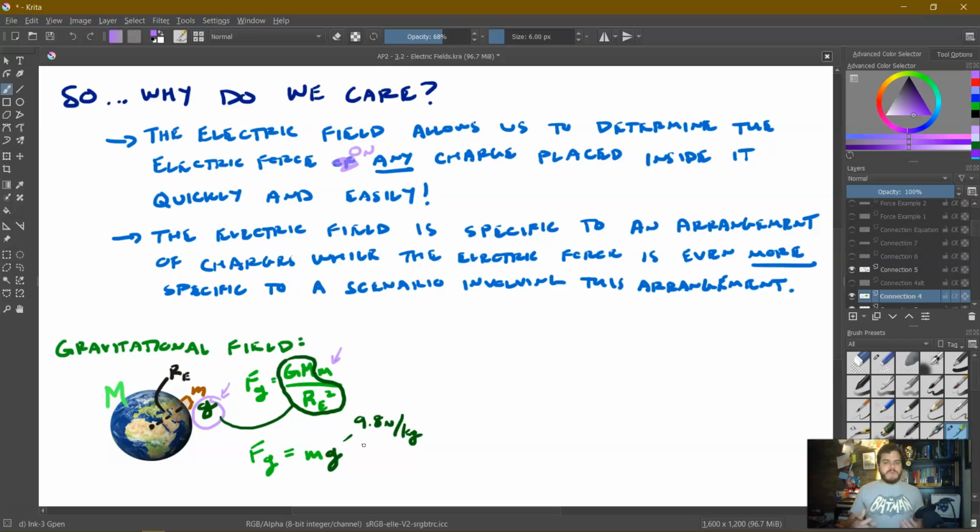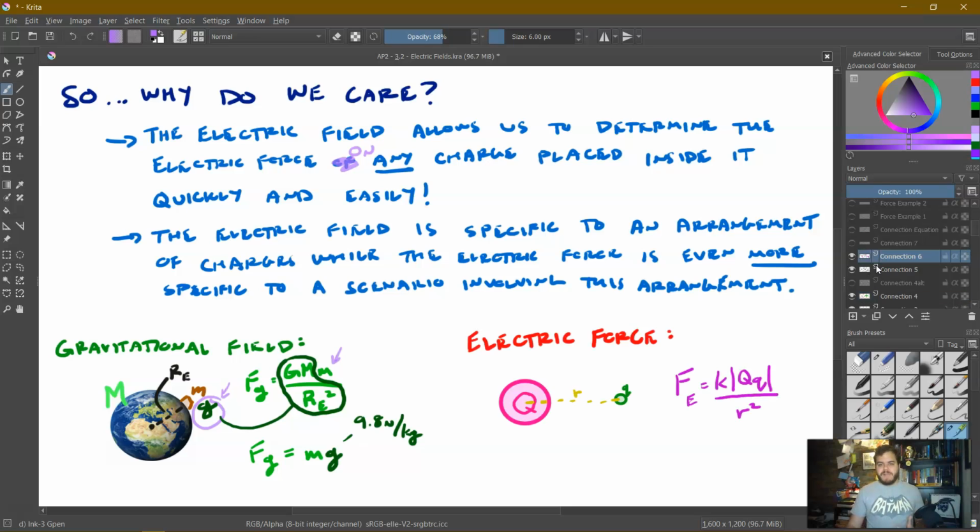If I put a 2 kilogram object there, it's going to feel a force of 2 times that, which I believe is 17.6 newtons down. Nice, simple, easy calculations. Goes a lot faster, saves us a lot of time. Same thing is going to happen with the electric field.